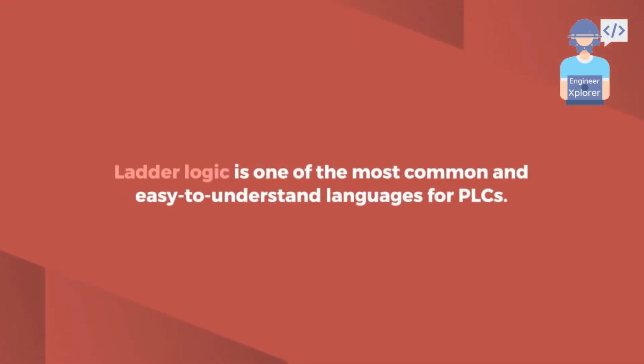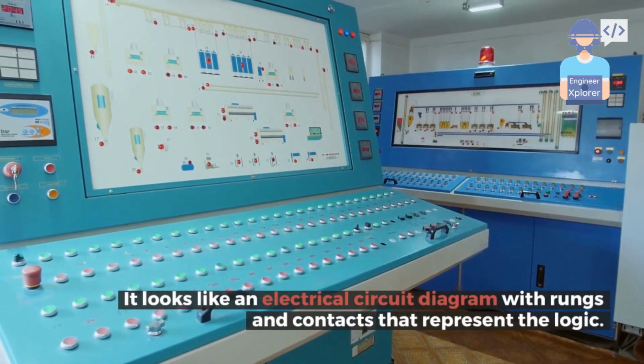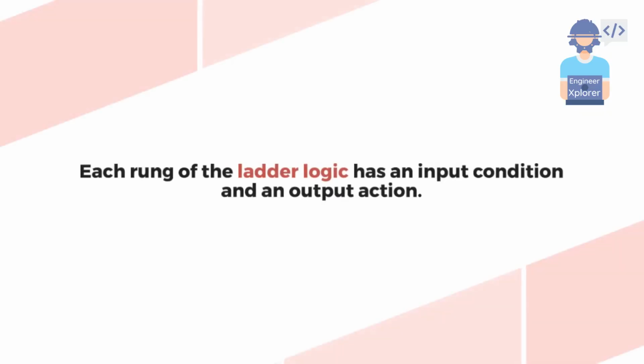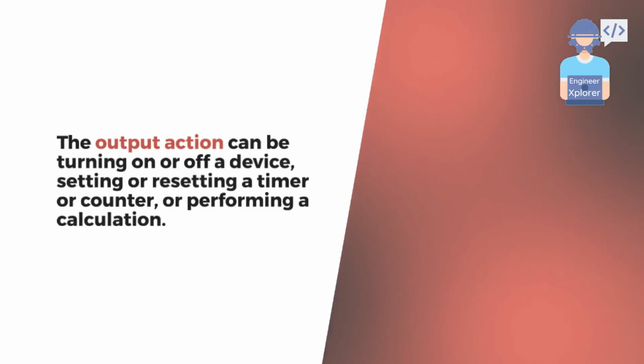Ladder logic is one of the most common and easy to understand languages for PLCs. It looks like an electrical circuit diagram with rungs and contacts that represent the logic. Each rung of the ladder logic has an input condition and an output action. The input condition can be a sensor signal, a timer, a counter, or a combination of them. The output action can be turning on or off a device, setting or resetting a timer or counter, or performing a calculation.